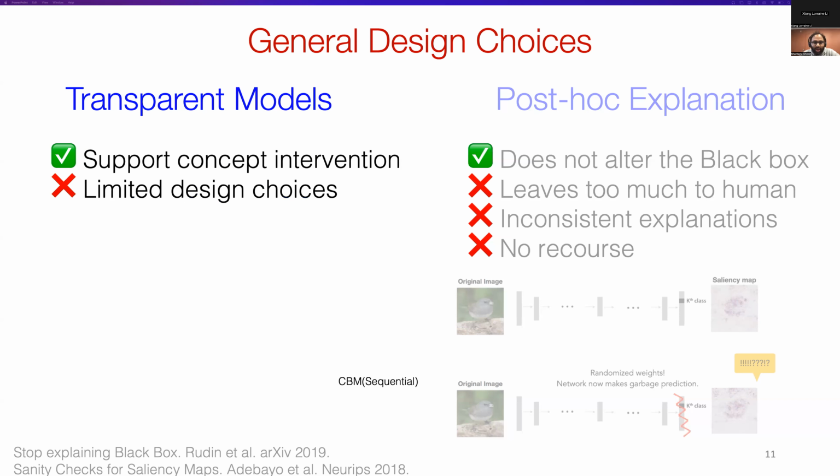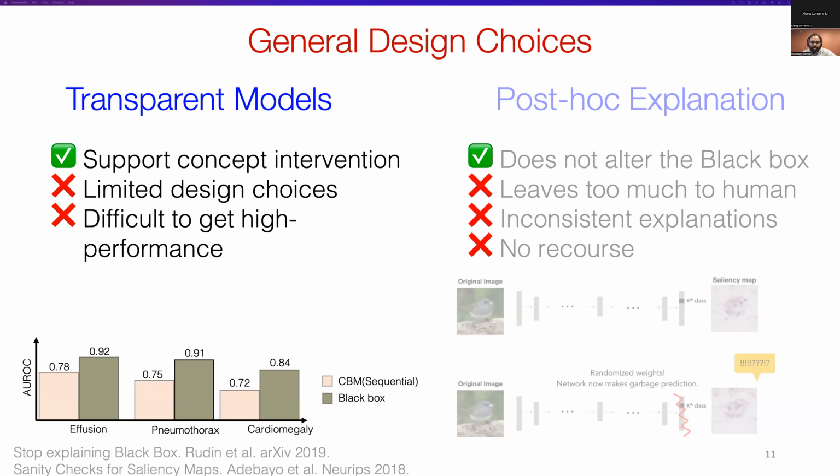However, we have very limited design choices, and these interpretable-by-design models are very difficult to design. And finally, they often attain subpar performance compared to the black box variant. For example, in this figure, you can see that the concept bottleneck models perform way worse compared to the black box, which is a DenseNet 121, for identifying these diseases from chest x-rays.